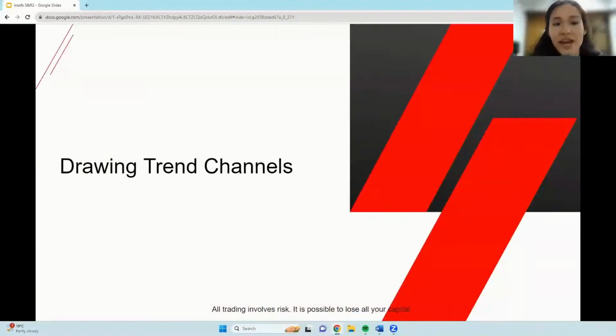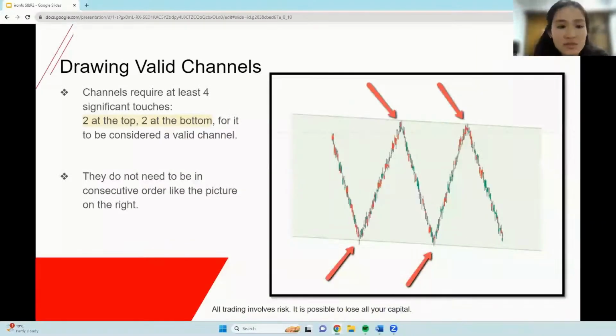So now we're gonna look at drawing trend channels. For trend channels, they require at least 4 significant touches. So 2 at the top, 2 at the bottom. And they don't need to be in consecutive order, like in this image here.